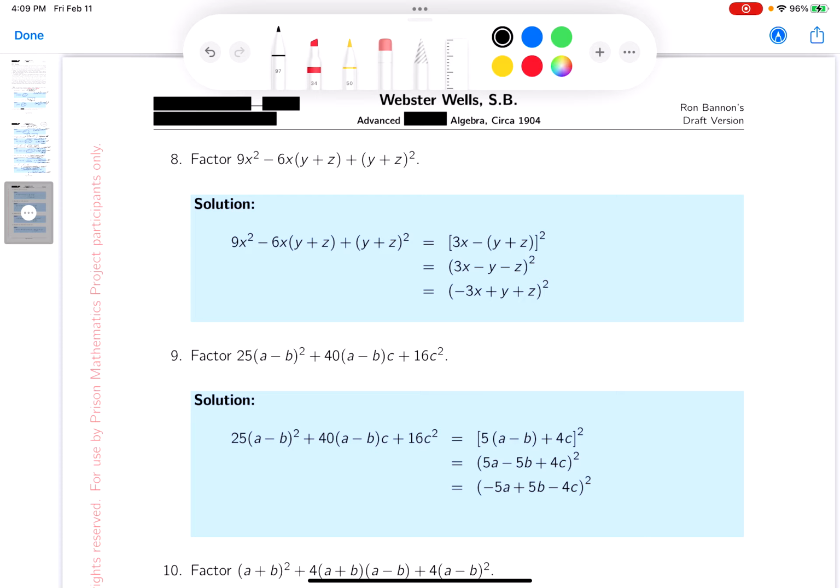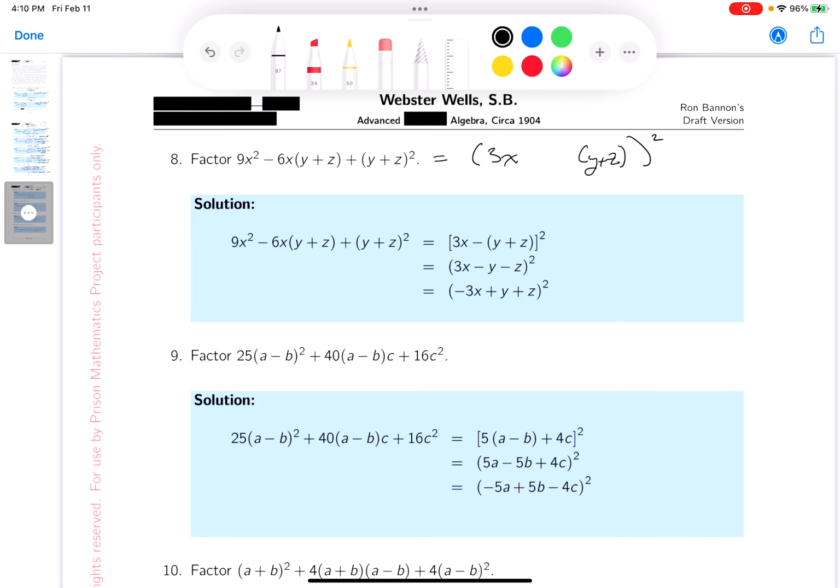Again, the hope here is to recognize that this is in fact a perfect square. So, looking at it, I'm going to say 3x, and it's being squared, right? Because that's 9x squared. Then I'm looking at the last term, and I know it has something to do with y plus z. I'll put this over here.